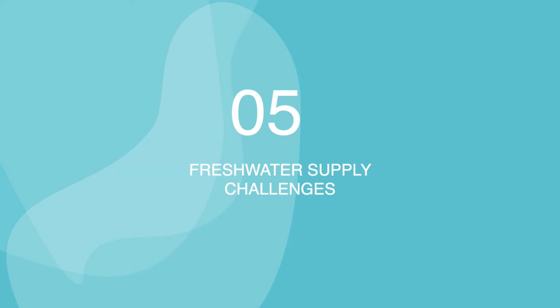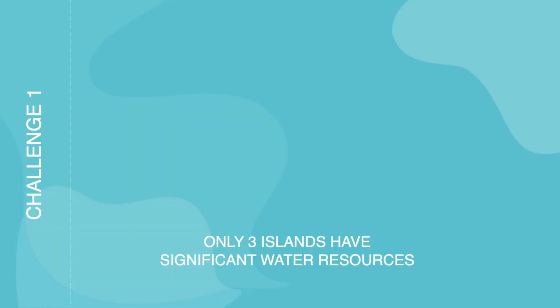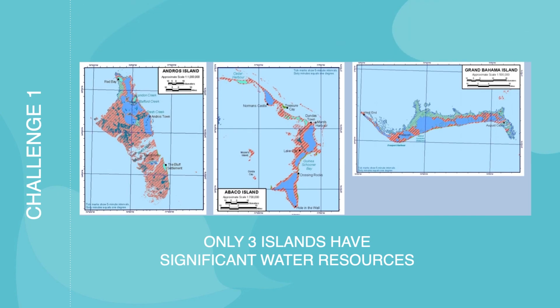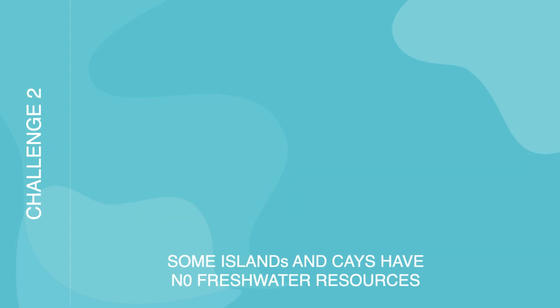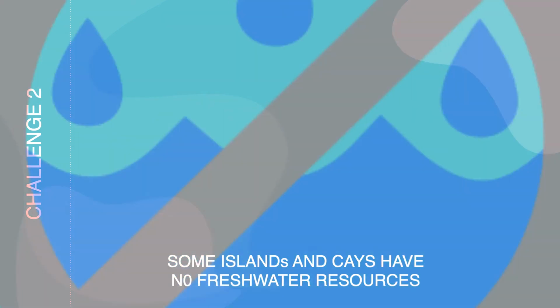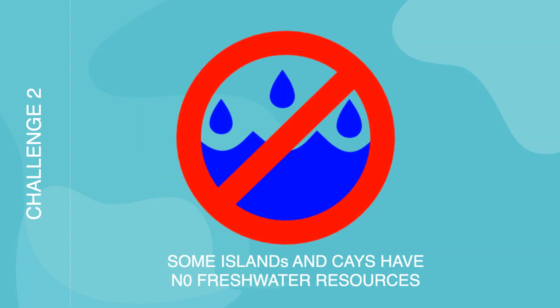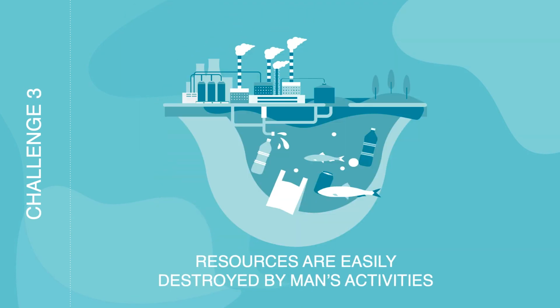So, what are some challenges that we face when sourcing freshwater supplies here in the Bahamas? Well, a major challenge that we face is that only 3 islands in the Bahamas have significant freshwater resources. Those islands are Andros, Abaco, and Grand Bahama. Another major challenge is that some islands and keys have no naturally existing freshwater resources that can supply their needs.